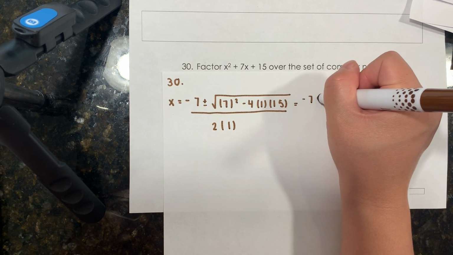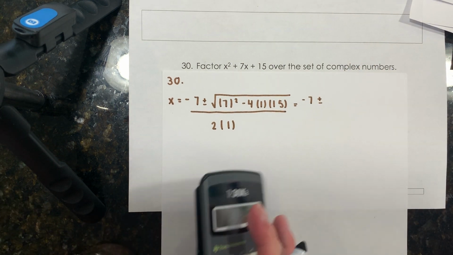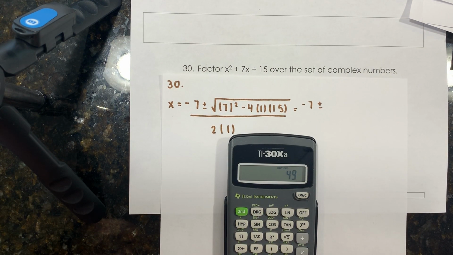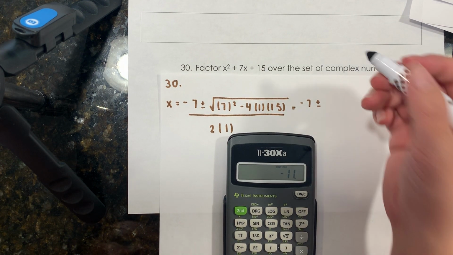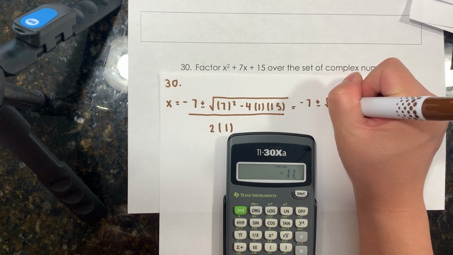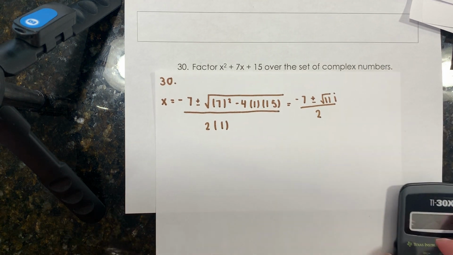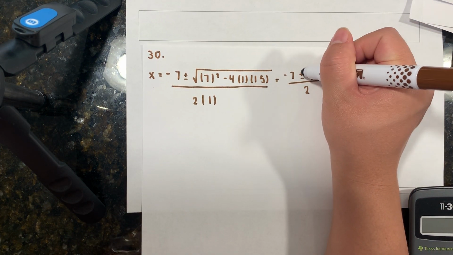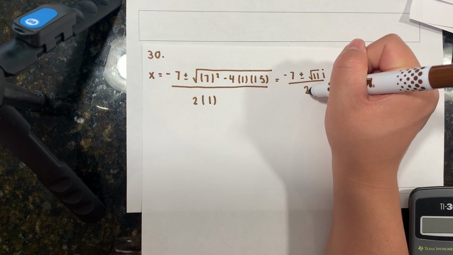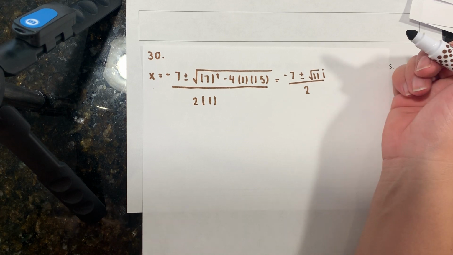So I have -7 plus or minus the square root of 49 minus 15 times 4, which would be the square root of 11i, all over 2. So now I have my 2 roots. So I have -7 over 2 plus root 11i over 2, or -7 over 2 minus root 11i over 2.